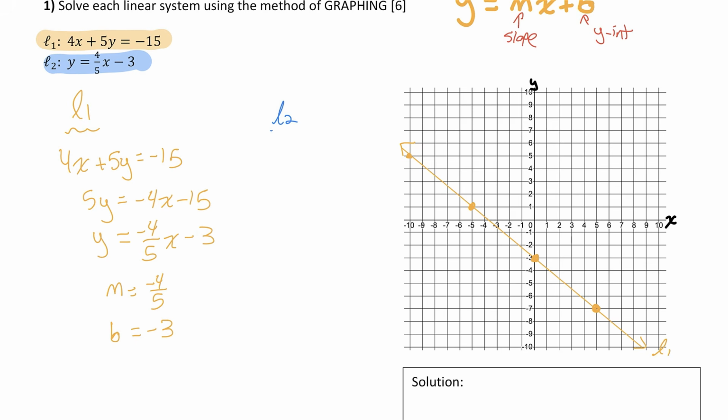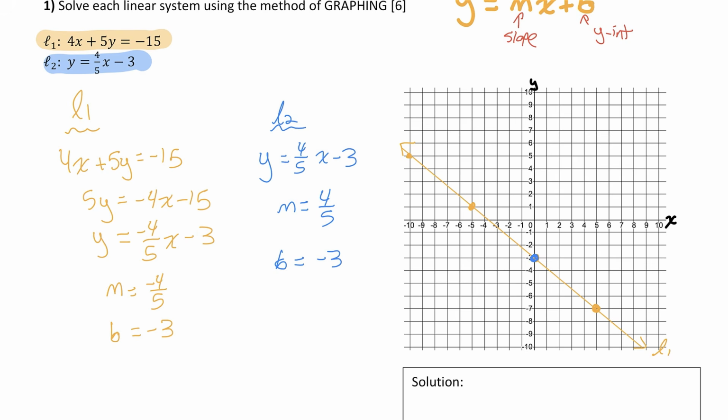Luckily, line 2 is already in slope y-intercept form, so I know the slope is 4/5, and the y-intercept, hey, it's also at negative 3. That makes this question actually quite simple. When I plot that first point, the y-intercept, I see that's where these lines intersect. I'll plot some more points so I can graph the line accurately.